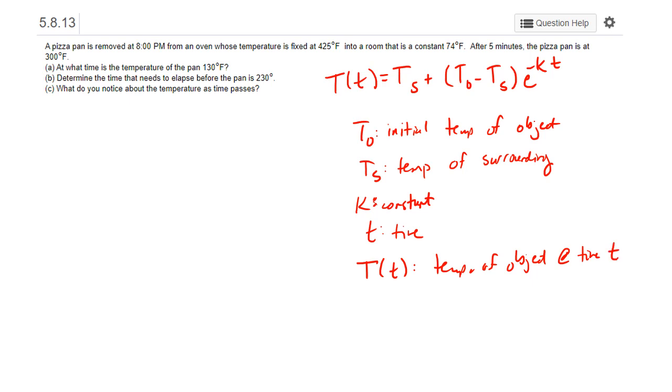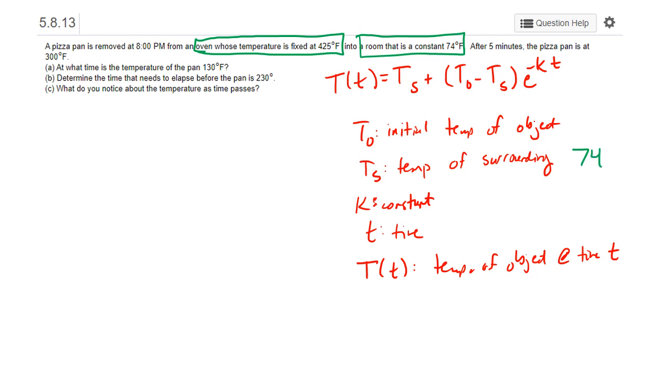So what we have to do is match up our given information here. The oven temperature is fixed at 425. The room is fixed at 74. So which one of these represents the temperature of our surrounding? Well, since the pizza pan was removed from the oven and is then left outside the oven, for the purposes of this pizza pan cooling after being removed from the oven, the surrounding temperature is 74.